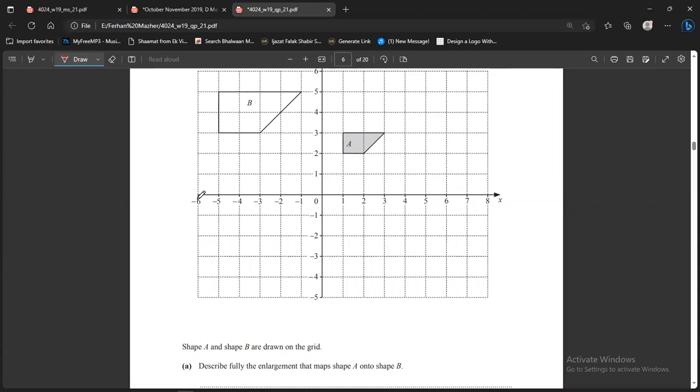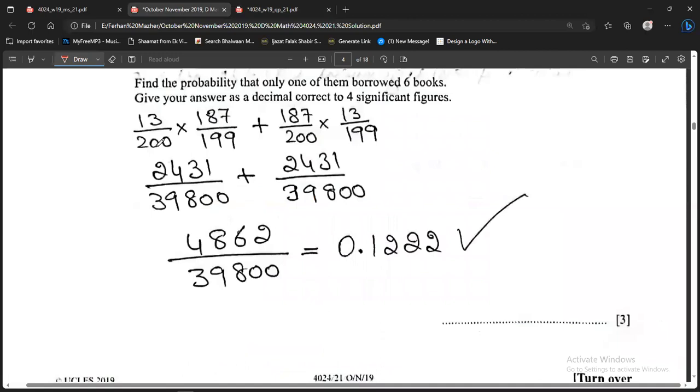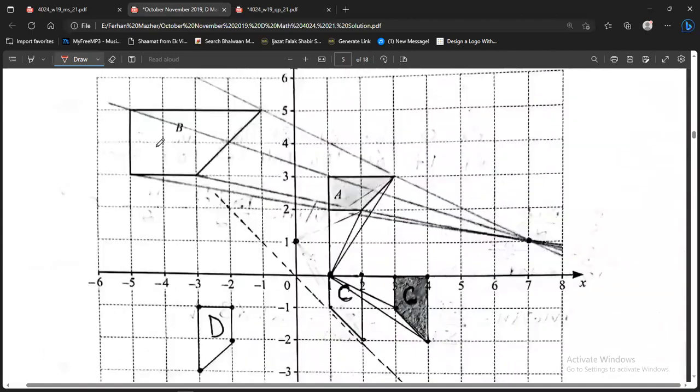join the corresponding points with each other and prolong them. Where these lines, which are joining the corresponding points of the image and the original shape, intersect, that is the center of the enlargement. The scale factor, I will show you how this is done, and let me show you.